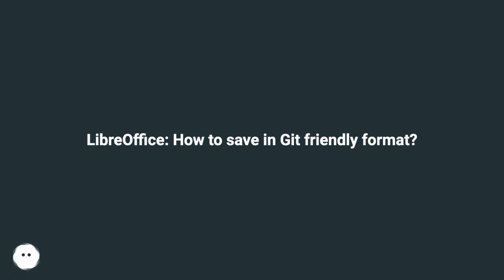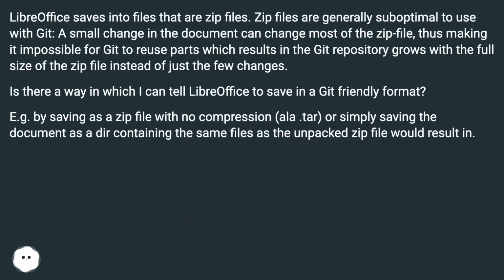LibreOffice, how to save in GIT-friendly format. LibreOffice saves into files that are zip files. Zip files are generally suboptimal to use with GIT. A small change in the document can change most of the zip file, thus making it impossible for GIT to reuse parts, which results in the GIT repository growing with the full size of the zip file instead of just the few changes. Is there a way in which I can tell LibreOffice to save in a GIT-friendly format?